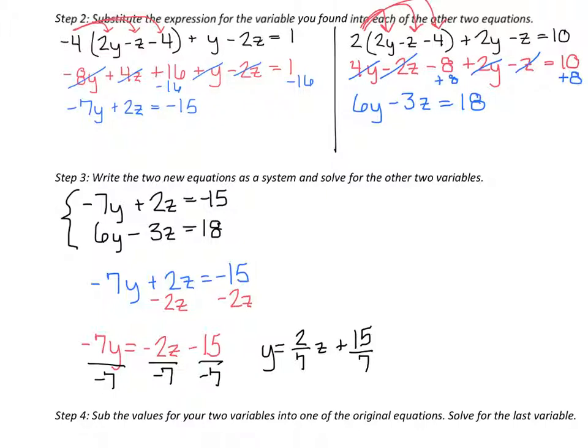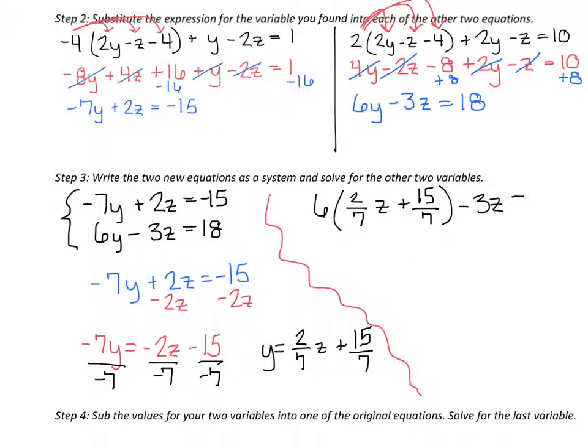All right. So from this point, we take what we got for y and we plug it into the other equation, and we'll solve for z. Okay? So I'm going to say that 6 times 2 over 7z plus 15 over 7 minus 3z equals 18. Boom. This is kind of crazy.